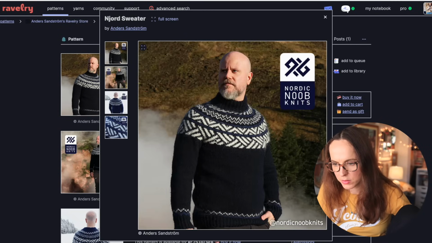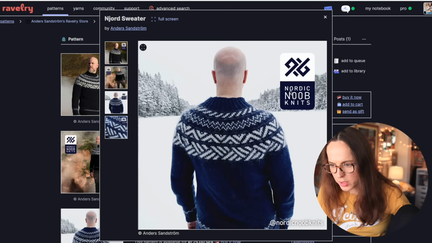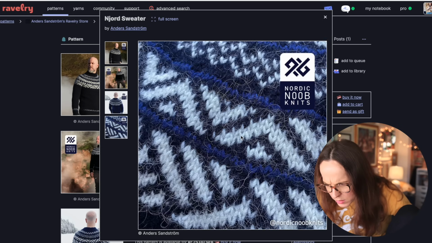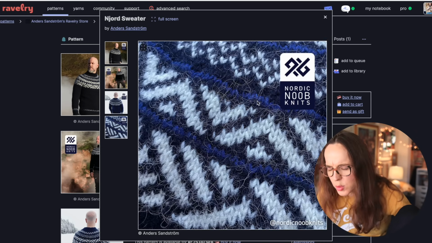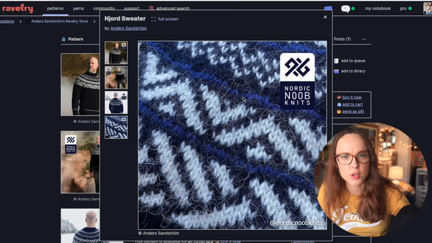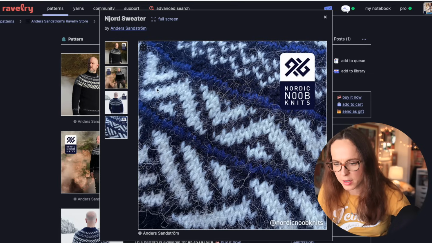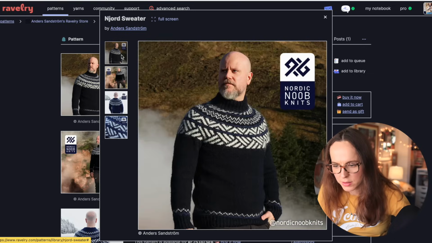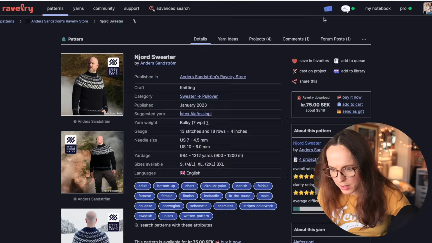Wow, that's beautiful. Nordic Noob Knits. That is a cool name. Huh, that's beautiful. I love the way that the blue is very subtle in terms of contrast, and it's on either side of this very high contrast section here. Okay, I'm really liking that.